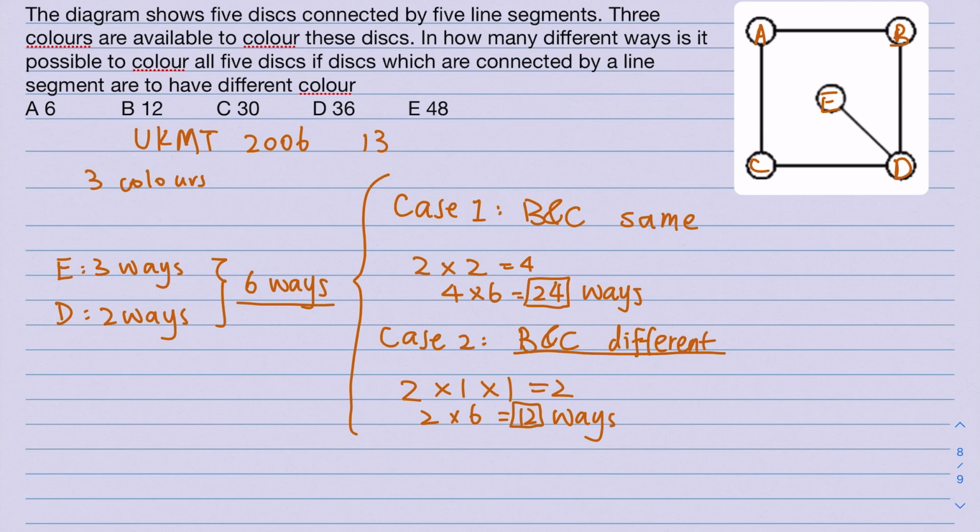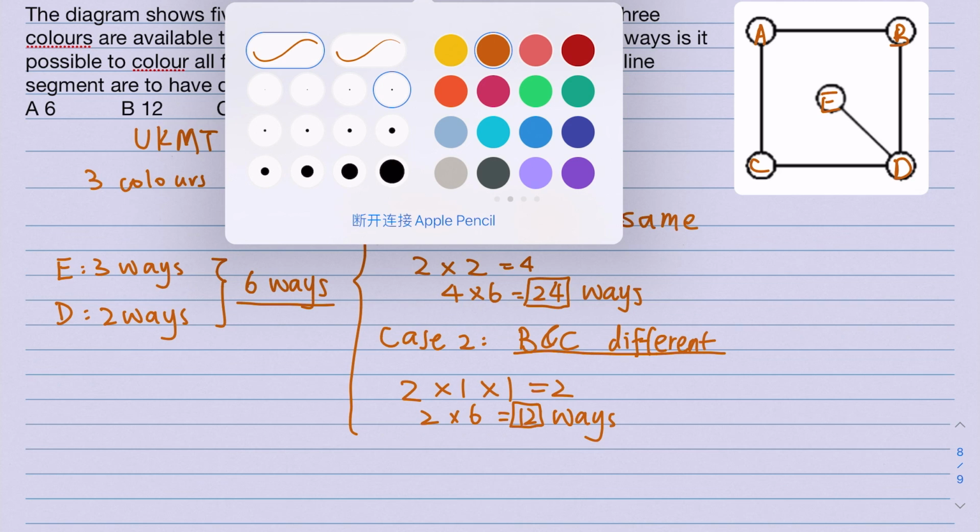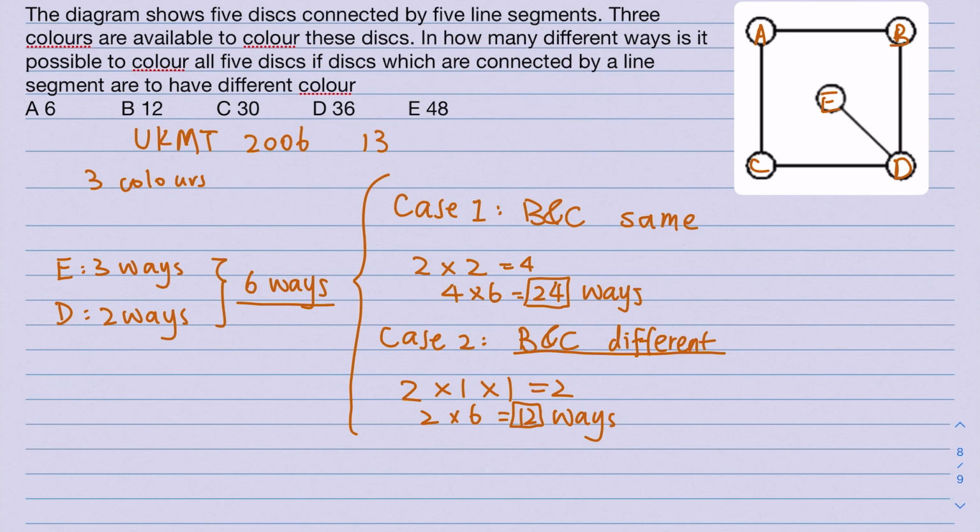Now, if you just add up these 2 numbers together, we get 24 plus 12 equals 36 ways. Hence, this is the answer for question D: 36.